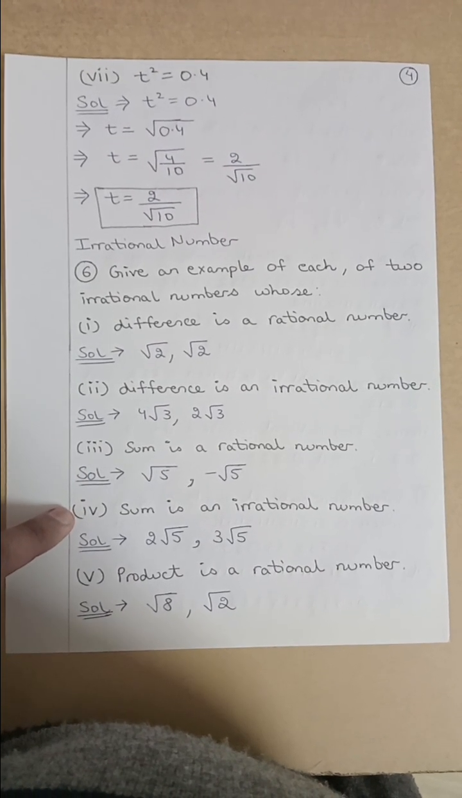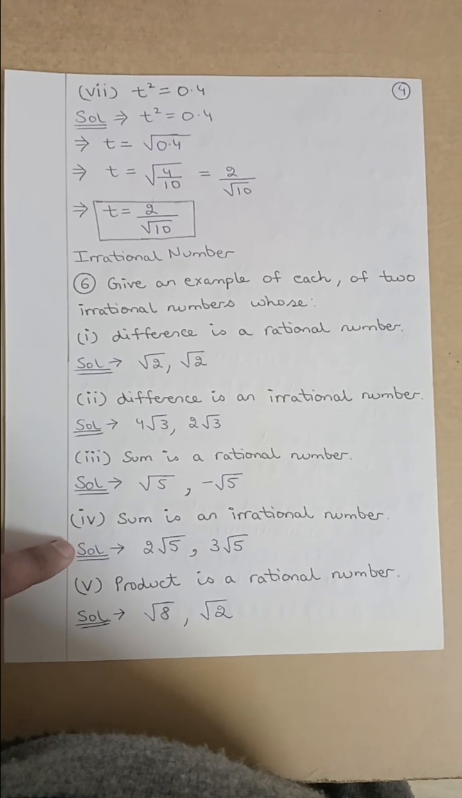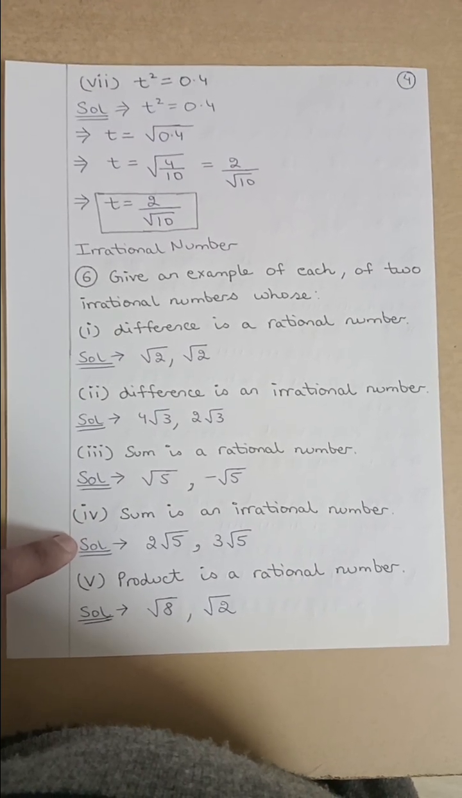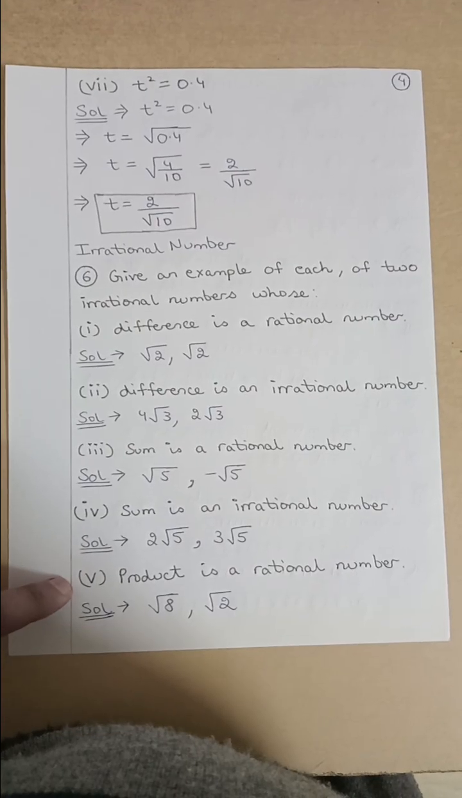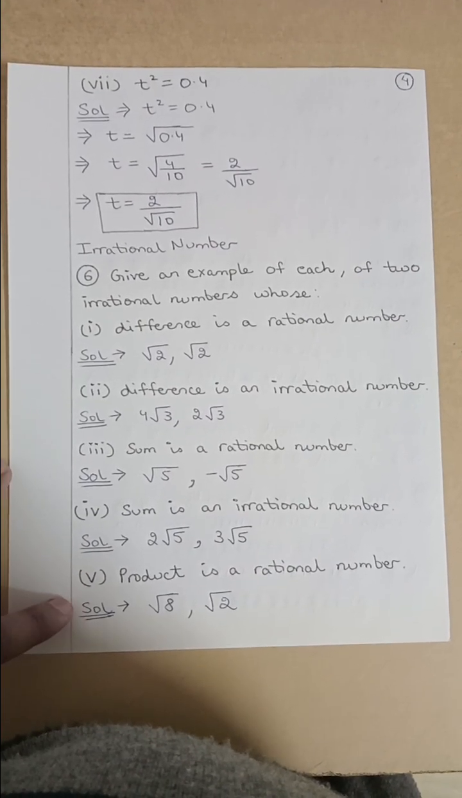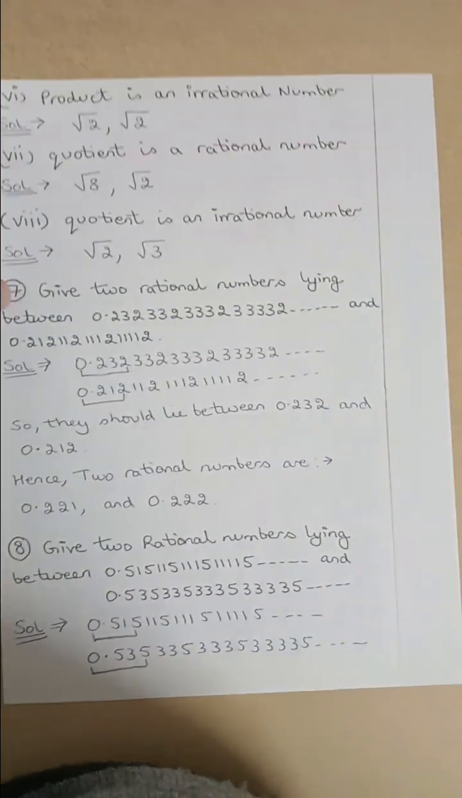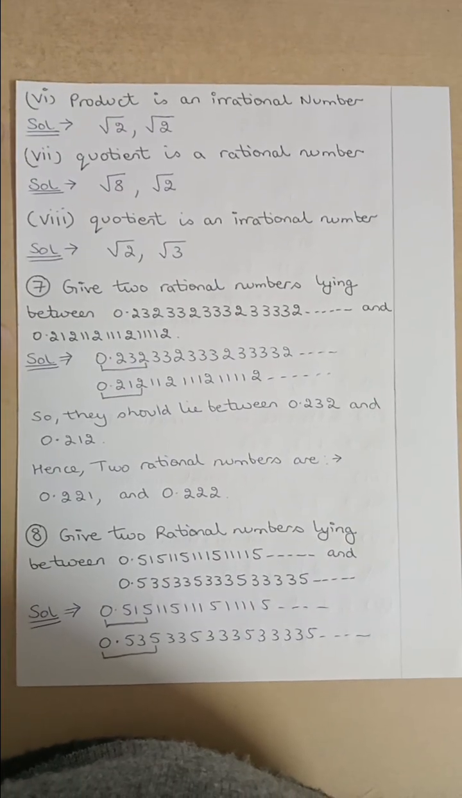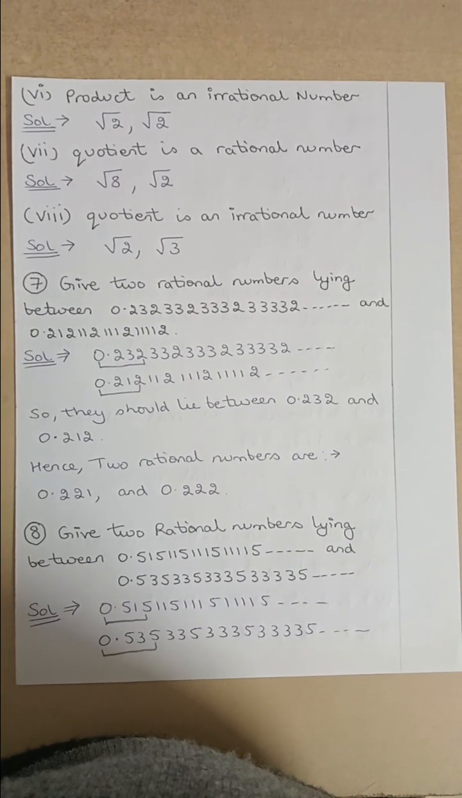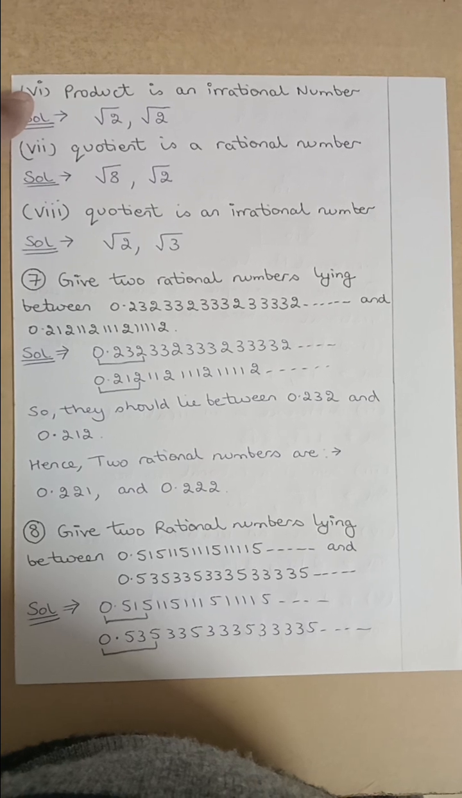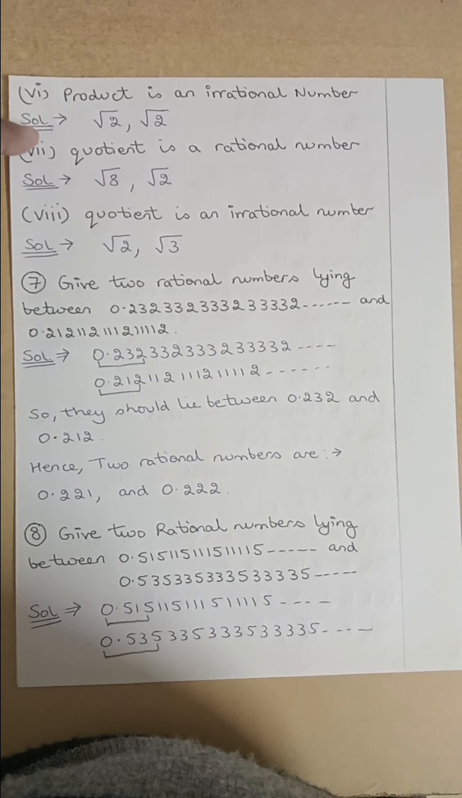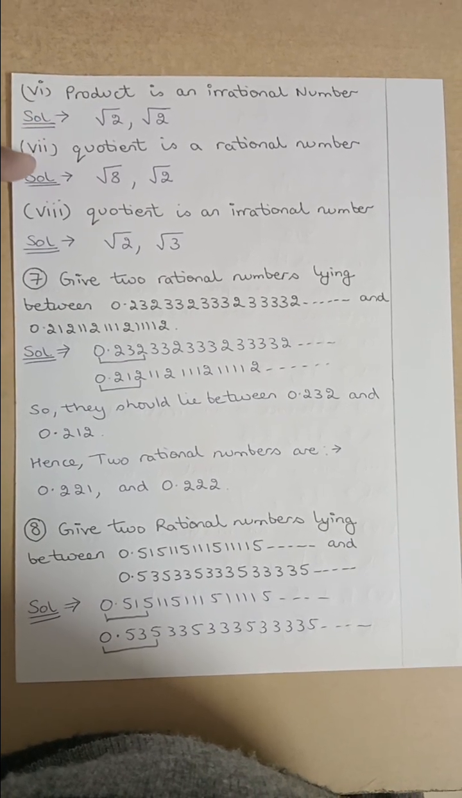Fourth point, sum is an irrational number. The solution would be 2 root 5 and 3 root 5. Fifth point, product is a rational number. So the solution would be root 8 and root 2. Sixth point, product is an irrational number. So an example would be root 2 and root 2.